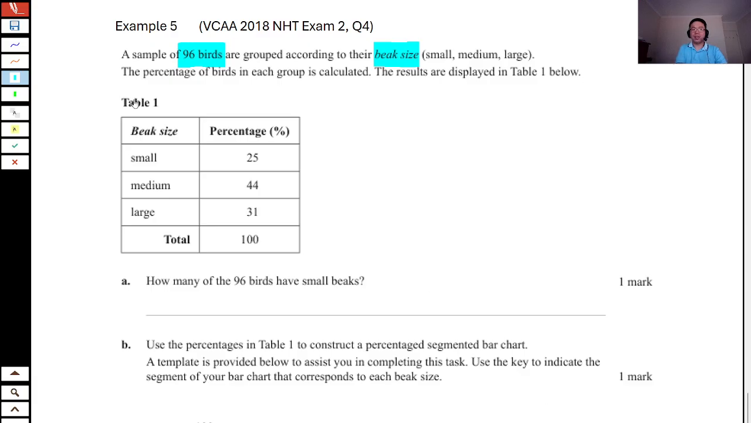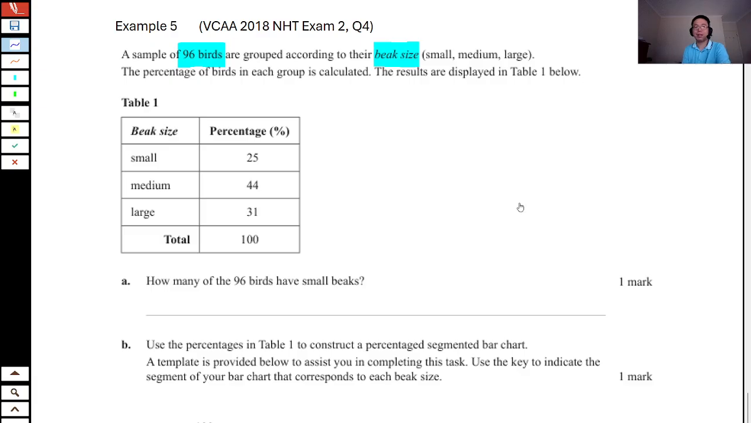The data is summarized into this frequency table with a percentage. So 25% of the birds have a small beak size, etc. Notice that the total percentage is 100%. That should always happen in a frequency table.